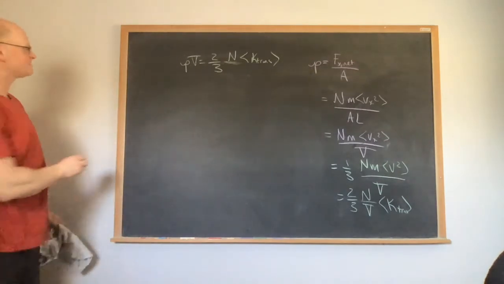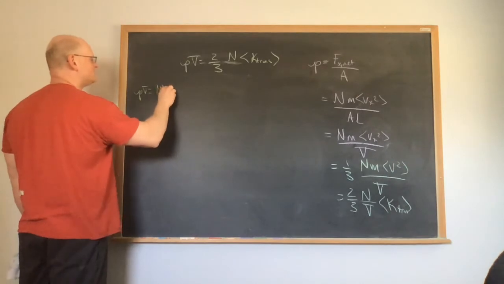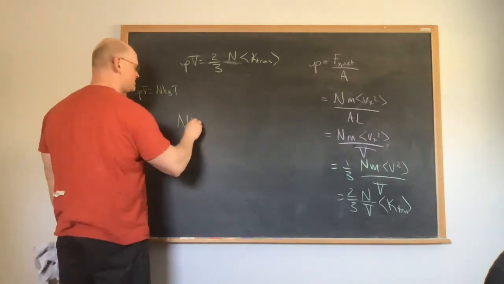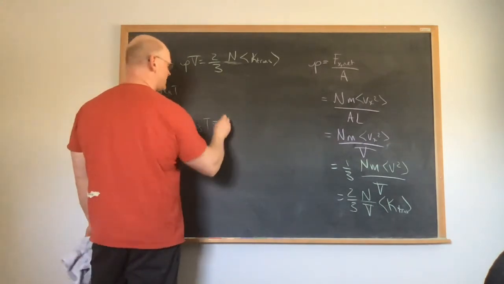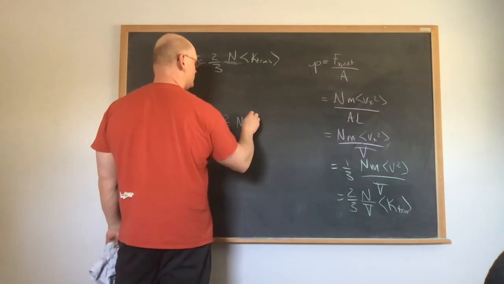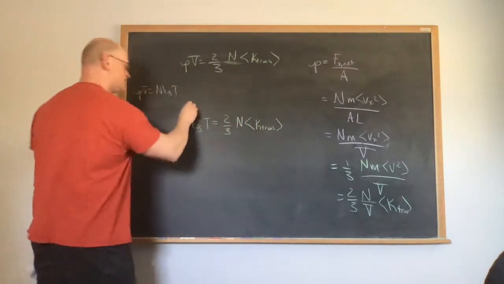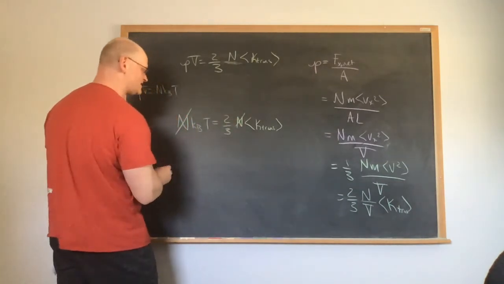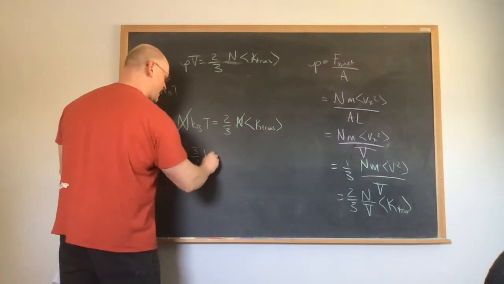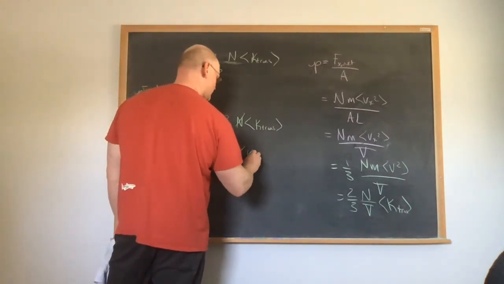But from the ideal gas law, what we also know is that PV is equal to N k_B times T. So let's use that here. We can replace this with N times k_B times T, which is then equal to 2/3 times N times the average translational kinetic energy. So again, the N's are going to cancel. So what this says then is that 3/2 times k_B times T is equal to the average translational kinetic energy.